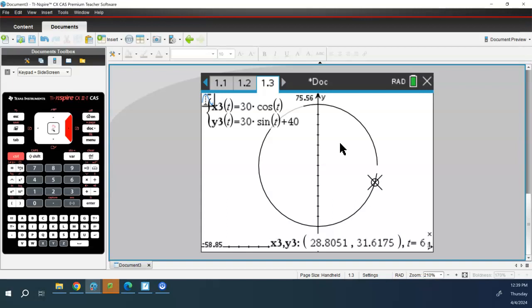Only takes us 6 seconds to get all the way around? What did the problem say? 20 seconds to get all the way around, right? 1 revolution every 20 seconds. Uh-oh. We got to make some adjustments. Okay?